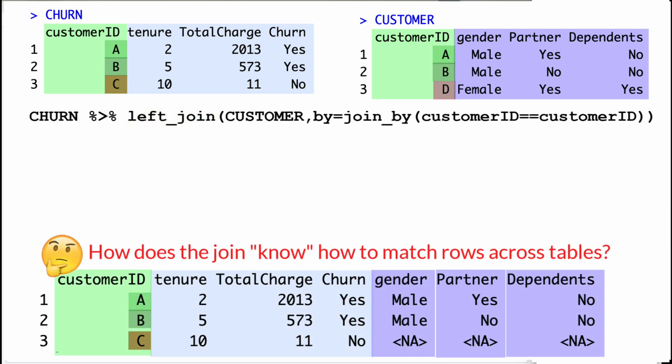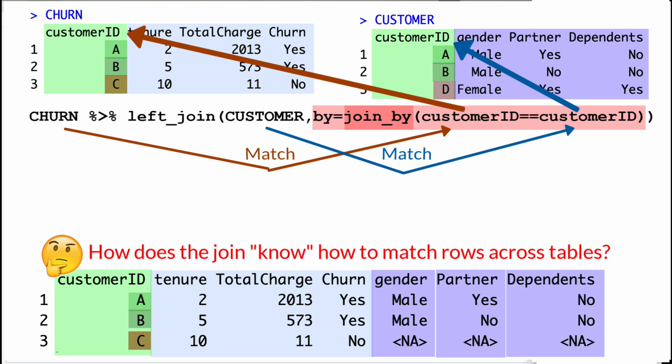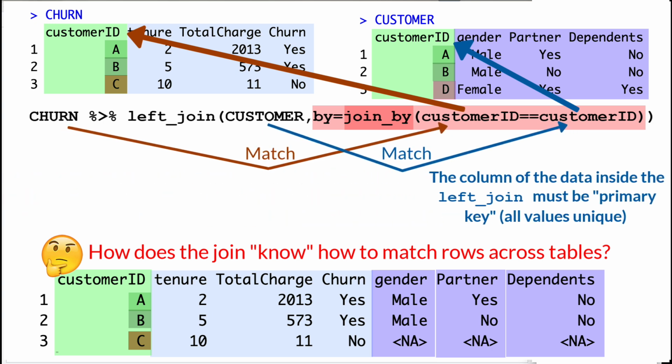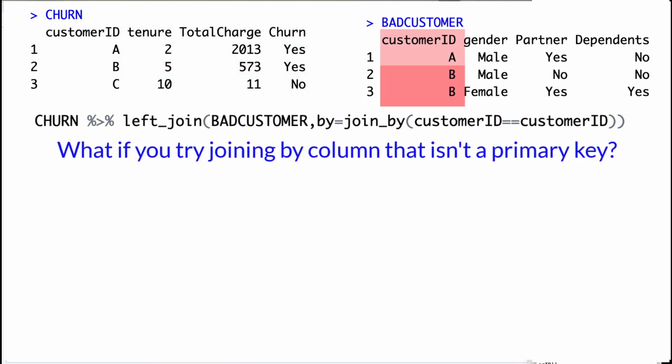Now, how does this command know how to match rows from one table to another? That's going to be the job of the by argument, and I've found it easiest to give the by argument the join by command and then tell it which columns are used to match the rows. Now, there is a special requirement on this column in the data in the join function, namely it needs to be the primary key of that table. In other words, each value in that column should be unique, so there's only one match. Now imagine there was a data integrity issue in the customer table, and for whatever reason, two customers had the same ID. In bad customer, we see two customers with the ID B.